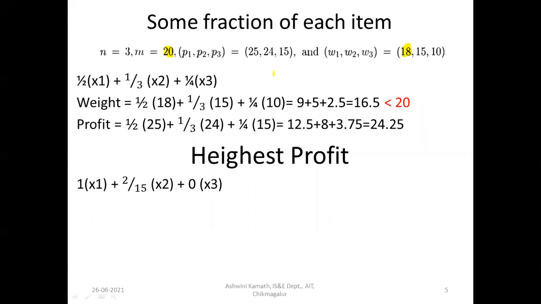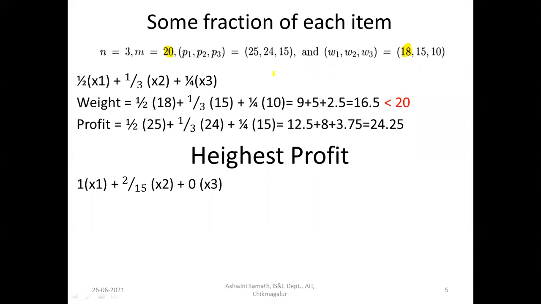The second highest profit item is the second one, with the value 24, that is 24 rupees. If I add 2 kgs of the second item, then the knapsack will be filled. So with the 20 kg, it is 18 kg of the first item plus 2 kg of the second item. So 2 out of 15 will be added from the second item.